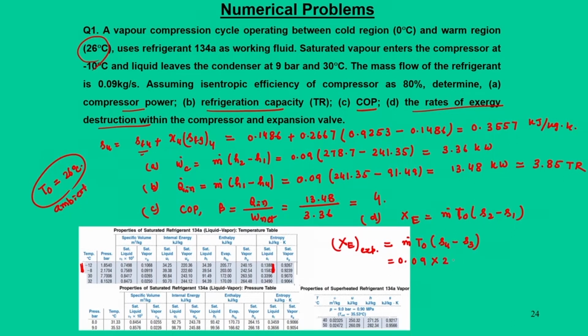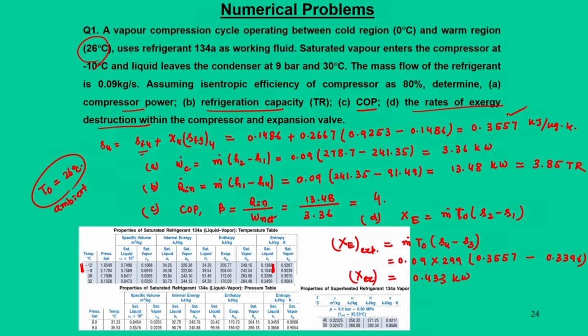So, 299 Kelvin. S4 we have already calculated, 0.3557, minus S3, 0.3396. These values were calculated already. So, this is 0.433 kilowatt. So, expansion valve exergy destruction is this.